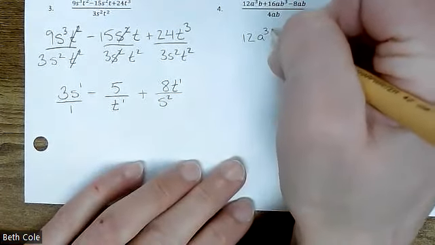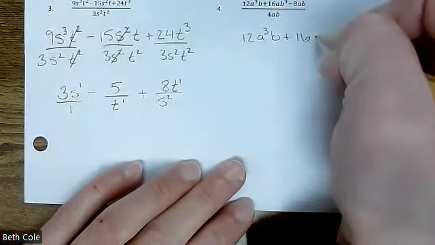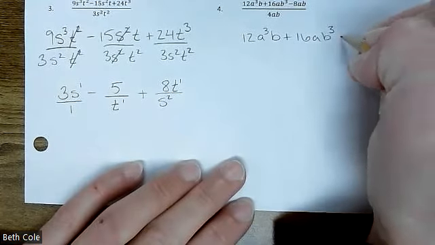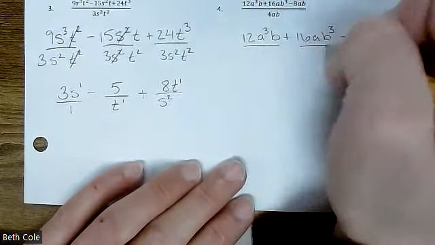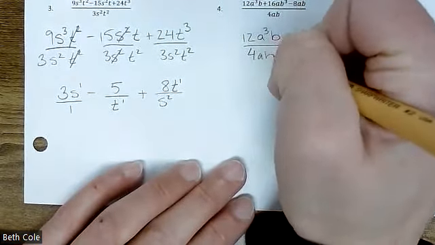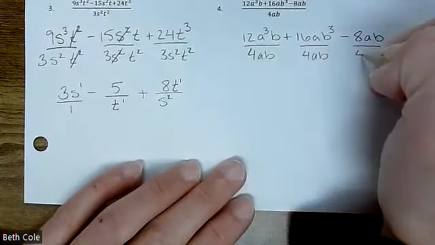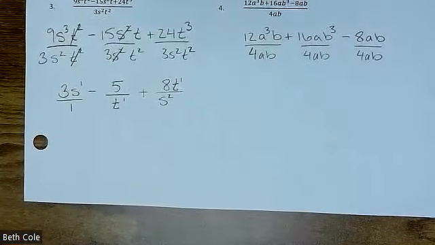Copy the numerator. I like this one better just simply because it's A's and B's. I just feel like those are easier to work with than S's and T's. All right, and then you're going to divide all 3 of them by 4AB. And do it as 3 totally separate problems.